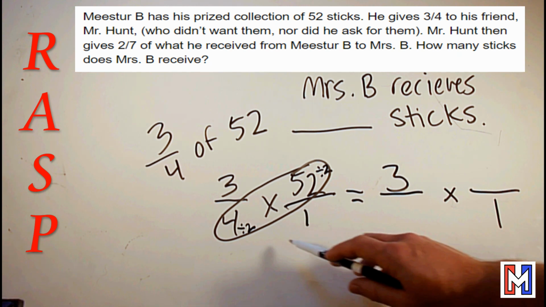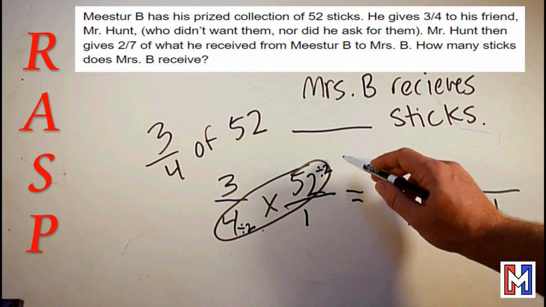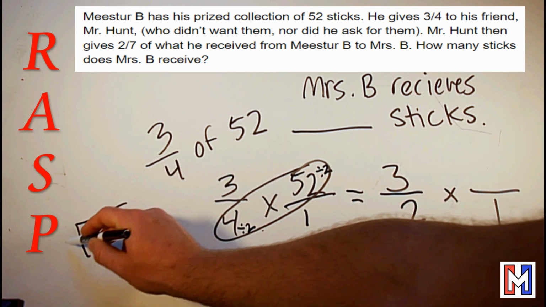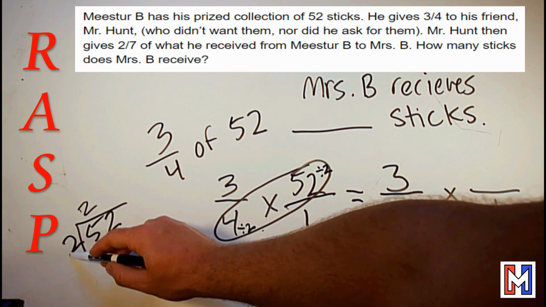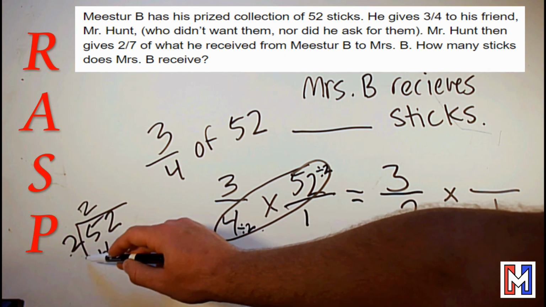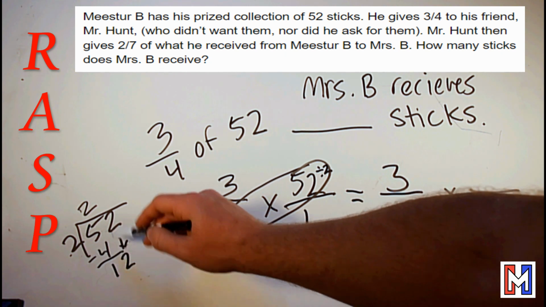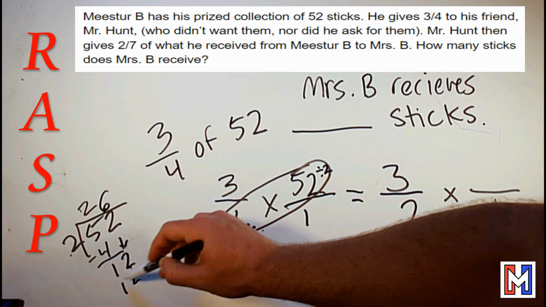before I solve it. So 4 divided by 2 is 2. 52 divided by 2, all right, I'm going to do it out. 2 goes into 5 twice, and 2 times 2 is 4. Subtract that out, we get 1. Bring down our 2. 2 goes into 12 6 times. 2 times 6 is 12.